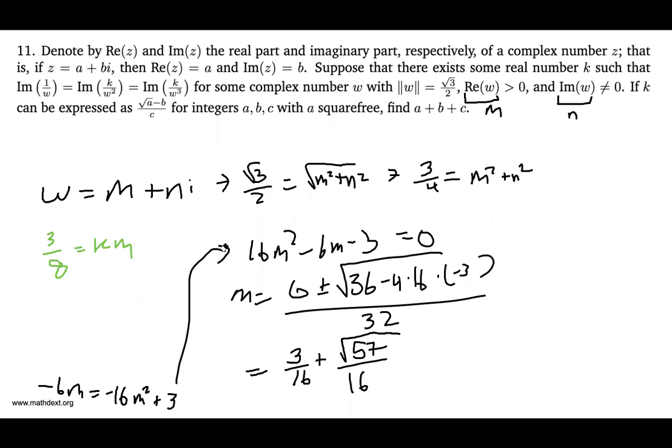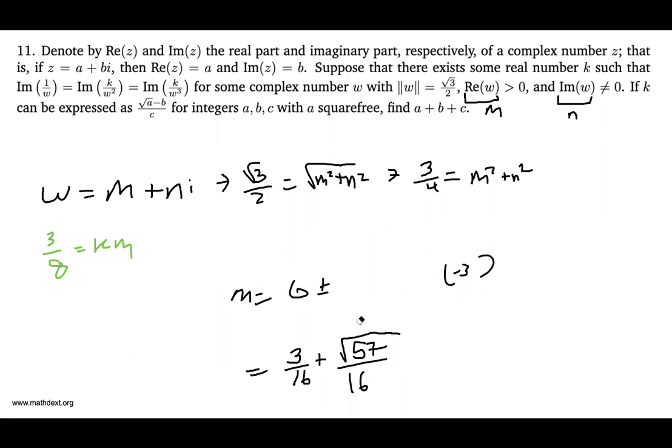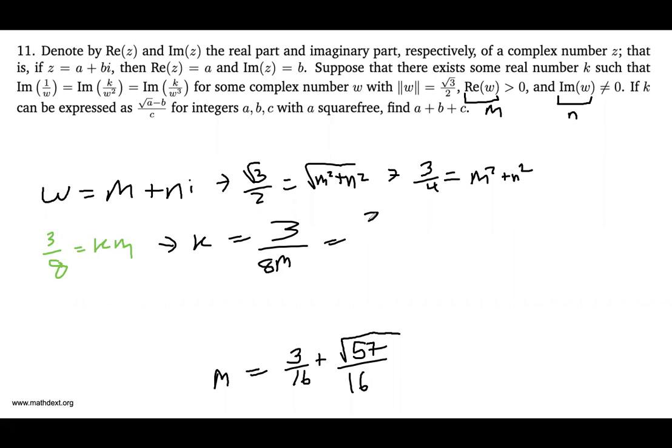Now, how does that help us? Because remember, we're looking for k. Well, we have this one last equation that we haven't used: 3/8 is equal to k times m. And given that m is equal to this stuff, we can actually say that k is equal to 3 over 8m. That is to say, 3 over 3/2 plus root 57 over 2. And this is equal to 6 over 3 plus root 57.